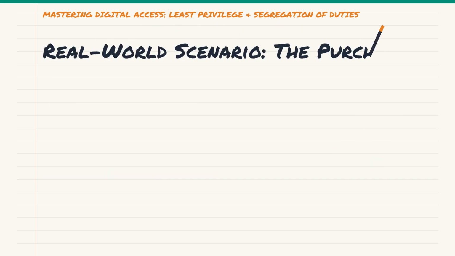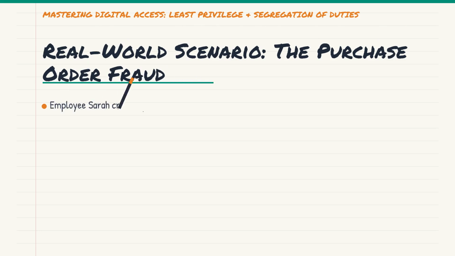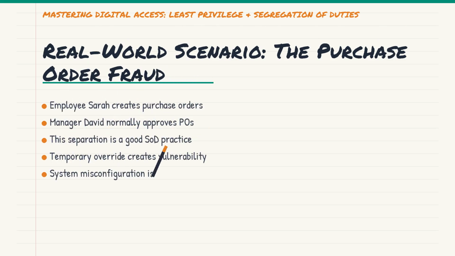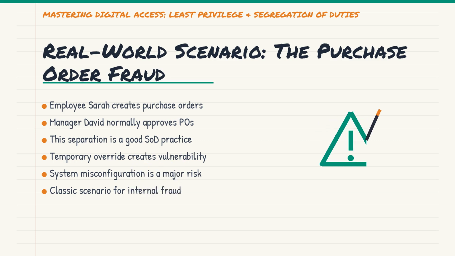Let's walk through a classic example. Imagine Sarah, an employee at Widget Corp, is responsible for ordering office supplies. Her job includes creating purchase orders, POs, when supplies run low. Normally, someone else, let's say her manager, David, would review and approve these POs before they go to the vendor. This is a good example of SOD in action. Sarah creates, David approves.